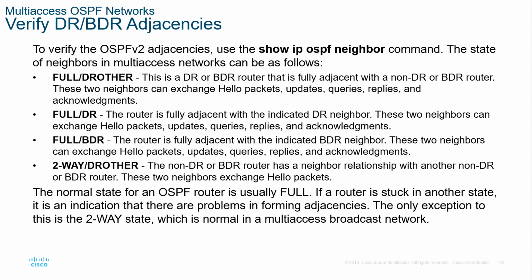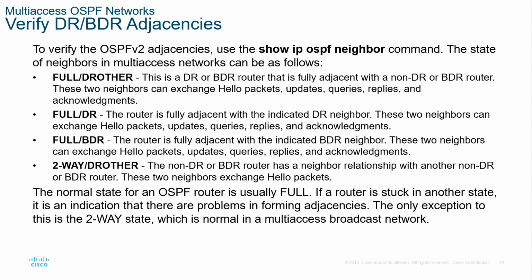A full DR means the router is fully adjacent with the indicated DR neighbor, and the two neighbors can exchange hello packets, updates, queries, replies, and acknowledgements. A full BDR, again, is full adjacency, indicating the BDR neighbor. These two neighbors can exchange hello packets, updates, queries, replies, and acknowledgements like the other ones. A two-way DROther is when a non-DR or non-BDR router has a neighbor relationship with another non-DR or non-BDR router. They can exchange only hello packets.